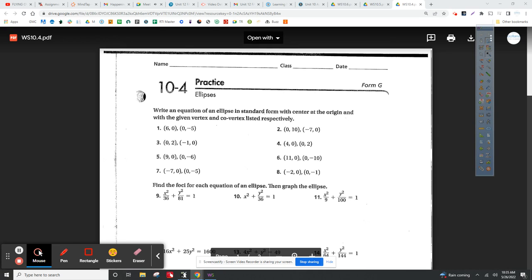Okay, friends, this is everything I can teach you about the second half of Unit 10 in 15 minutes or less. We ready to go? Okay, so, ellipses.